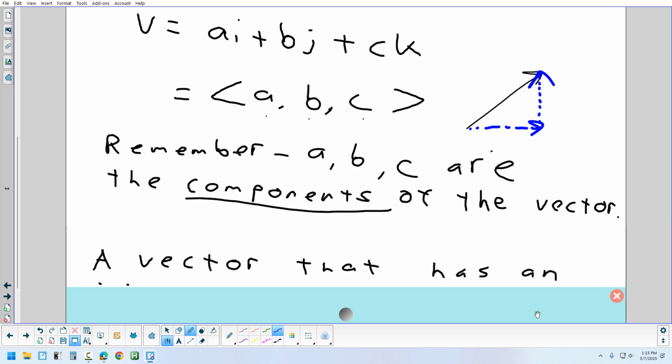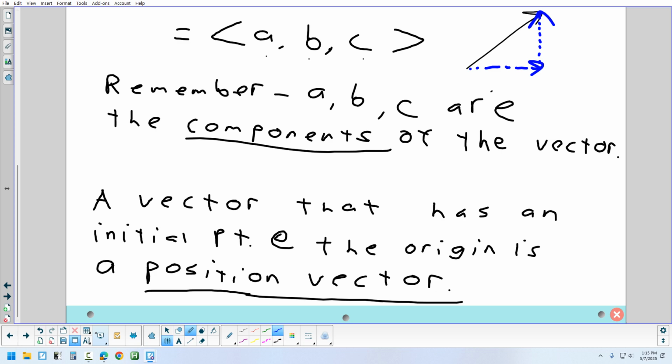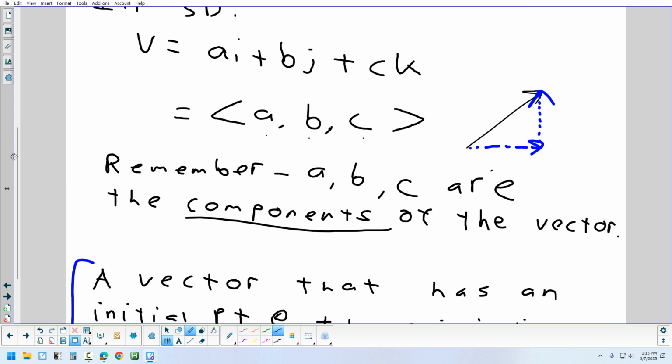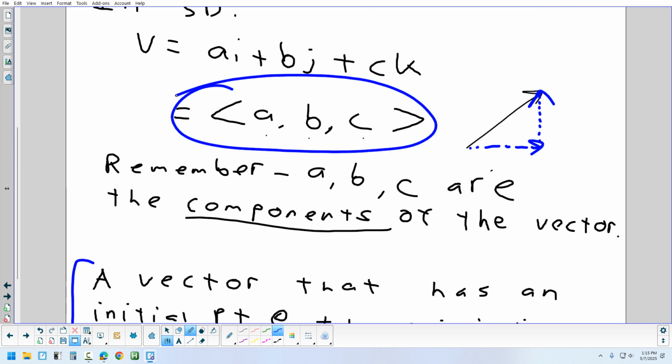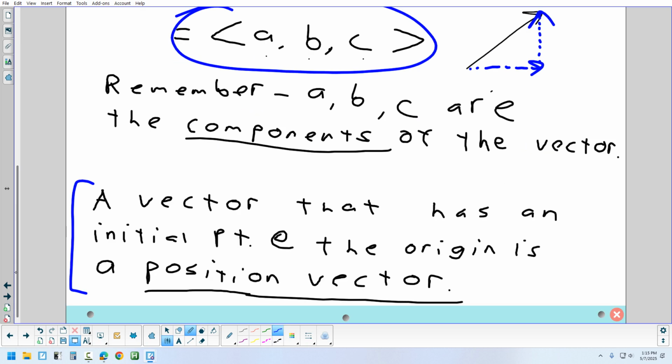A vector that starts at the origin is called a position vector. We had that already in our notes on Monday. This notation does not tell you where to start from. So if I say to draw the vector, and I give you something like that, you can draw it anywhere you want. But if it starts at the origin, then it's a position vector.